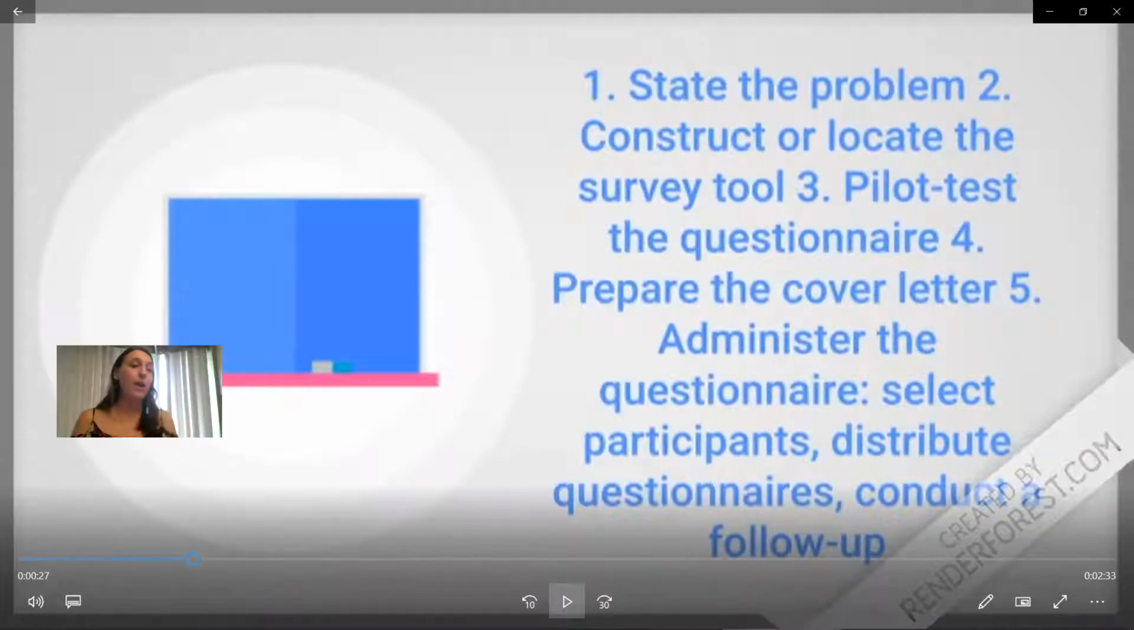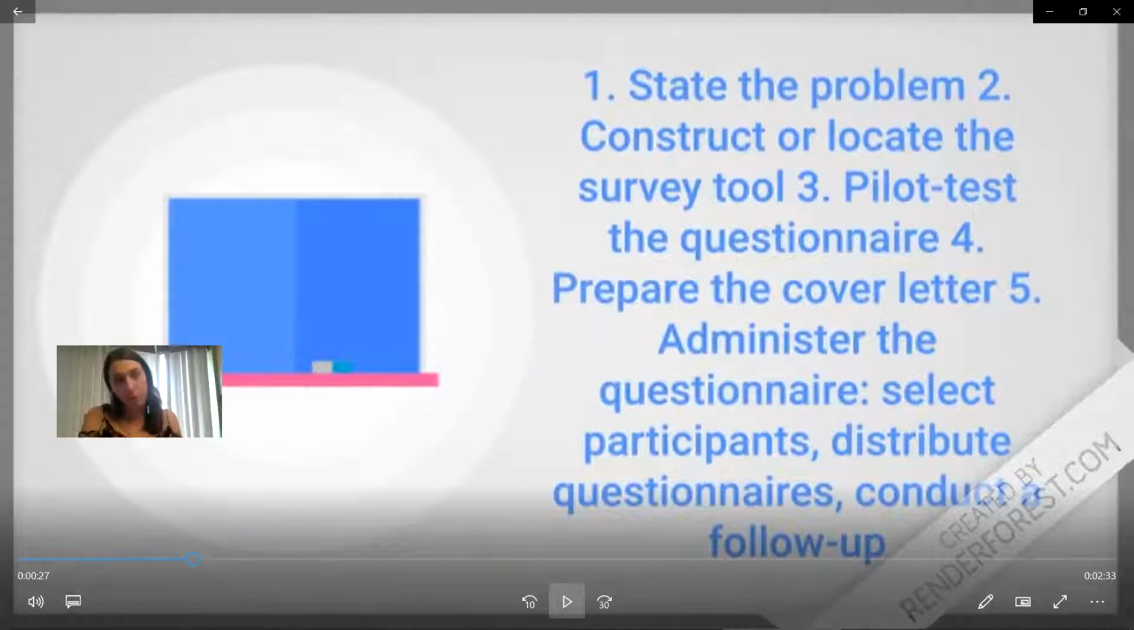The next is, like I mentioned, you need to locate or construct your survey tools. If you're having a questionnaire, you need to make sure that you're in an area with Wi-Fi. You need to have the tools to create the questionnaire, as well as print as many copies as you need. If you're doing interviews, you need a space to do the interviews, as well as a recording to be able to look back and construct and examine your results.